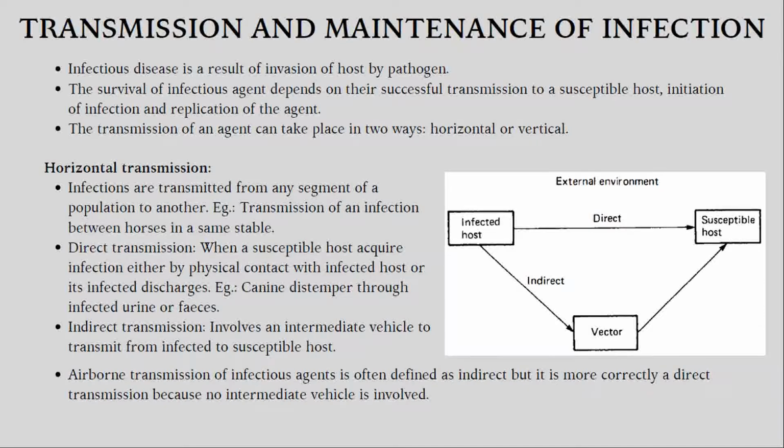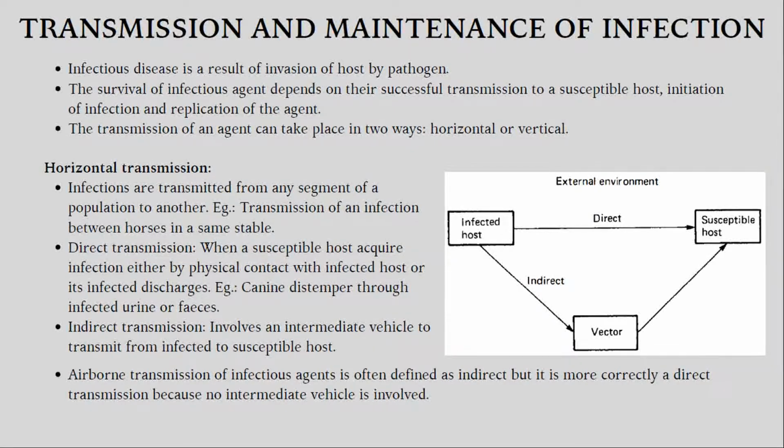Transmission and maintenance of infection. When a pathogen invades a host body, this causes infection. The survival of infectious agents can depend on their successful transmission to a susceptible host, initiation of the infection in the host, and also the replication of the agent. Transmission can take place in two ways: horizontal transmission or vertical transmission. First is the horizontal transmission.